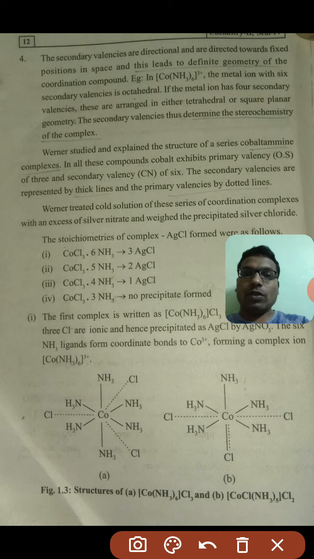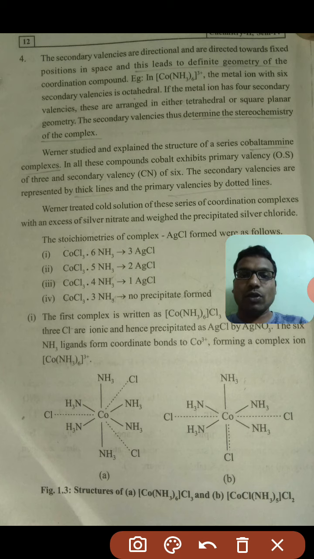Suppose the coordination number is 6, the structure may be octahedral. If the coordination number is 4, the structure may be either tetrahedral or square planar. So the secondary valency determines the stereochemistry of the complex, and we can discuss the geometry of the complexes.